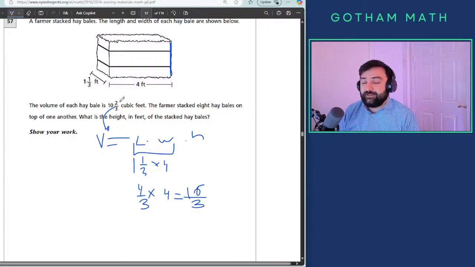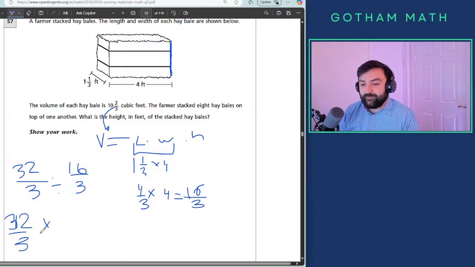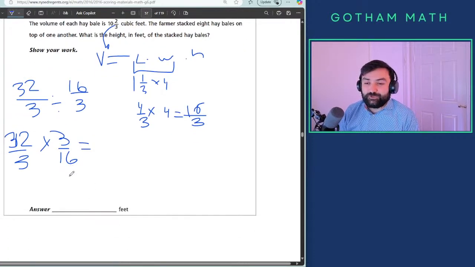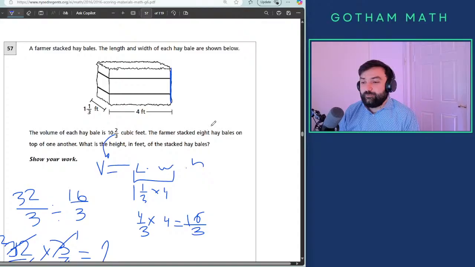So 10 and 2/3 is 32 over 3, divided by 16/3, right? Which we do keep, change, flip. And look how well it all reduces. Boom, boom, boom, boom. This becomes 1, this becomes 2, and all the other ones are 1, so it becomes a 2. So since it became 2, we multiply that answer by 8.